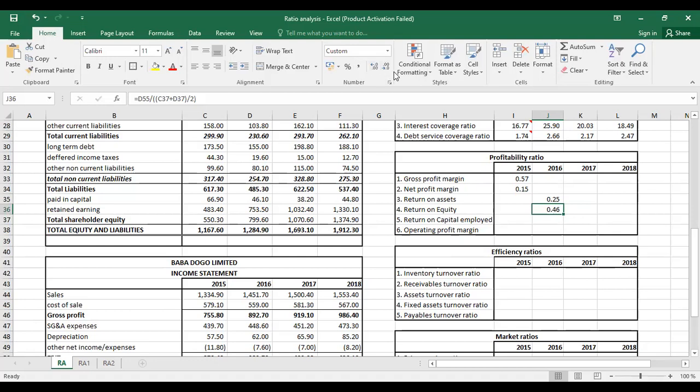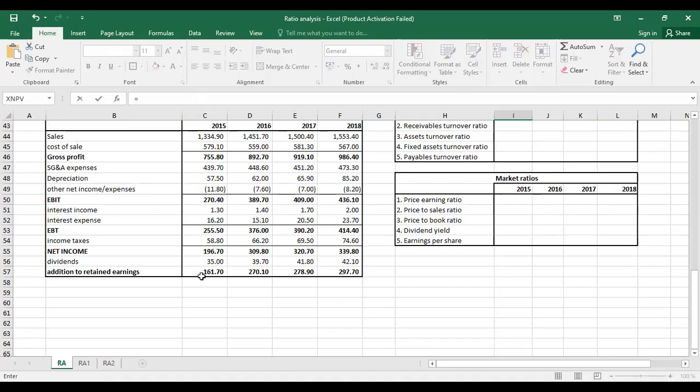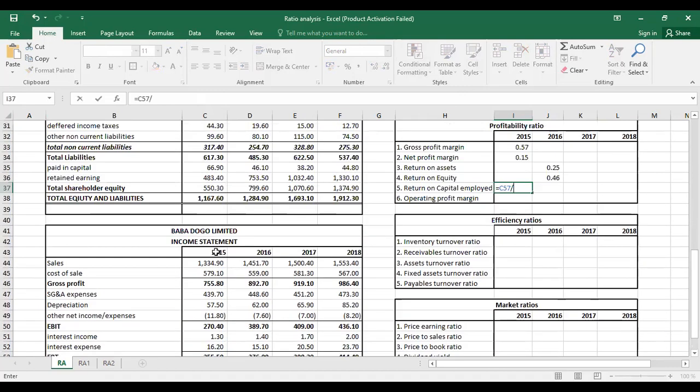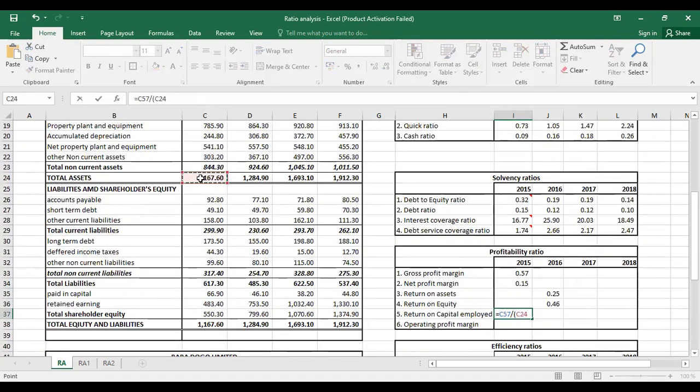So under capital employed is where we subtract current liabilities from the total assets. Remember, here we don't have the average, so we can start from 2015. This is the return divided by the capital employed. You open your brackets. The capital employed will be your total assets minus current liabilities. Then Control Enter.